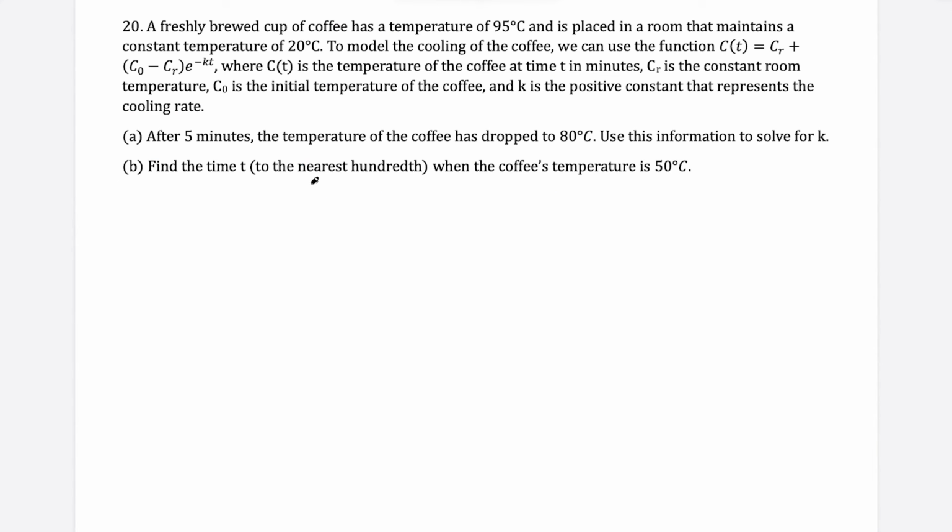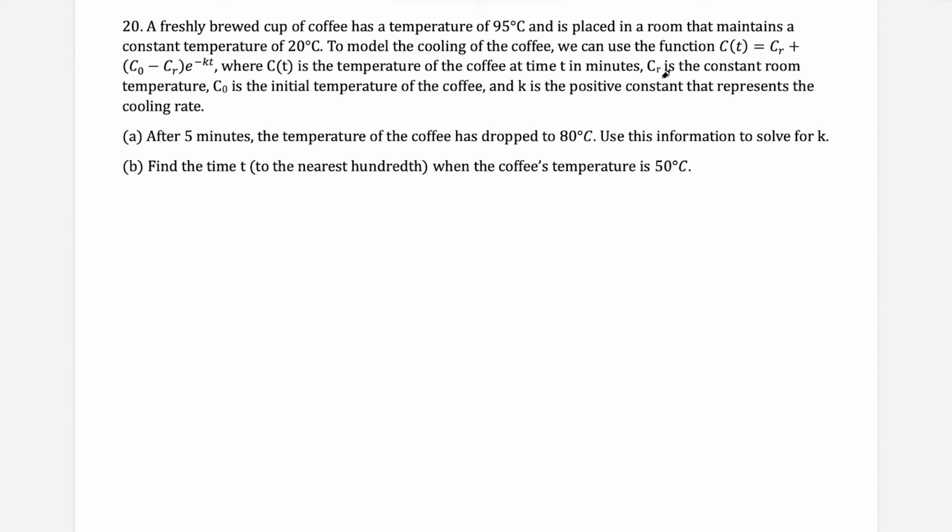Question 20, our last question. We have a freshly brewed cup of coffee that has a temperature of 95 degrees Celsius, and is placed in a room that maintains a constant temperature of 20 degrees Celsius. To model the cooling of the coffee, we can use the function C of t, and we have this function here, where C of t is the temperature of the coffee at time t in minutes.